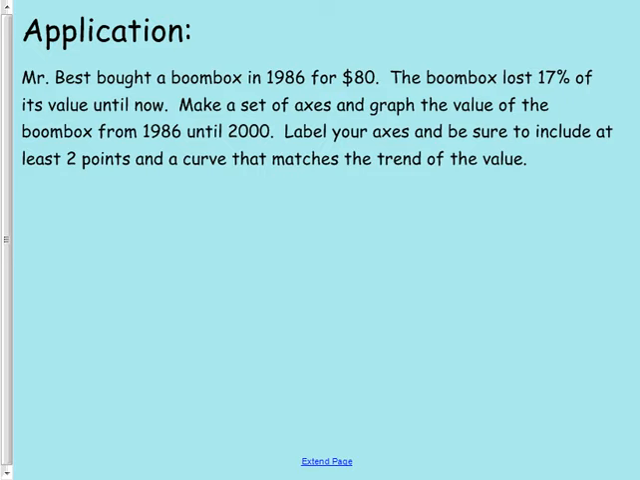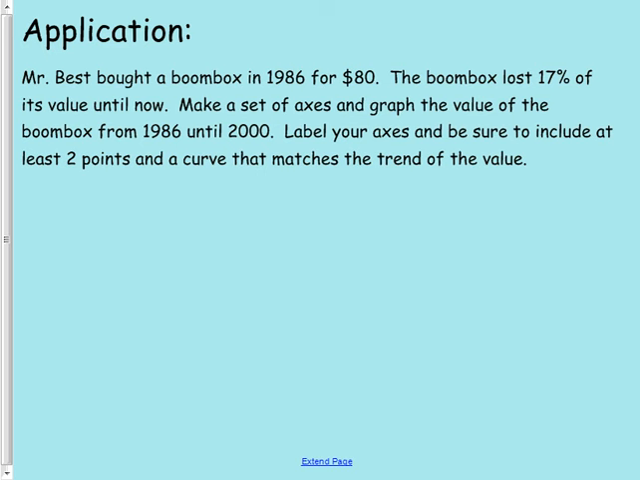All right, move on to the application problem. It's light blue. We are almost done. Mr. Best bought a boombox in 1986 for $80. The boombox lost 17% of its value until now, and I think he meant every year until now. Make a set of axes and graph the value of the boombox from 1986 until 2000. Label your axes and be sure to include at least 2 points and a curve that matches the trend of the value. So basically, they want you to graph it with a couple points.